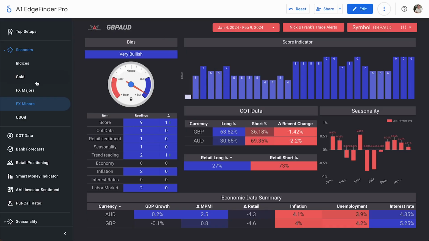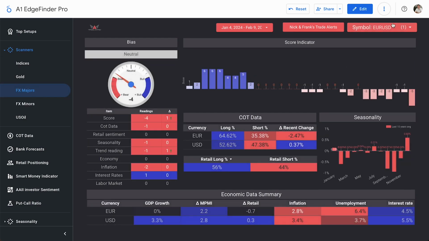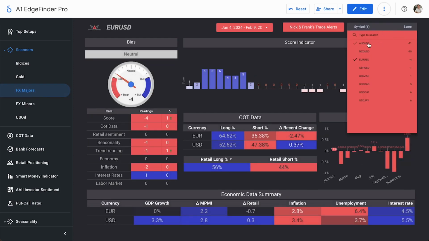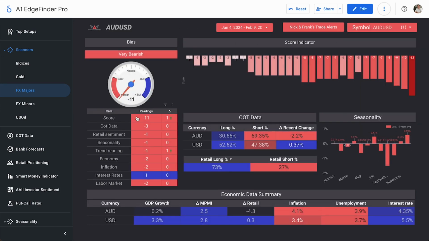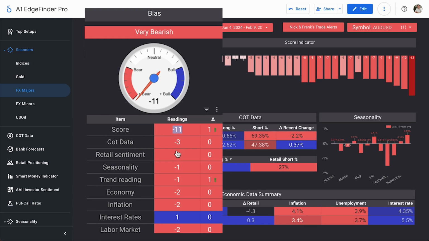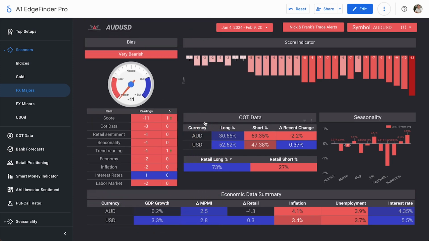The other one that we were going to take a look at was Australian dollar, US dollar, AUD USD. That was our biggest sell of the day with a score of -11, very bearish bias. COT data is a score of -3. Retail sentiment, a score of -1. Those numbers right over here.